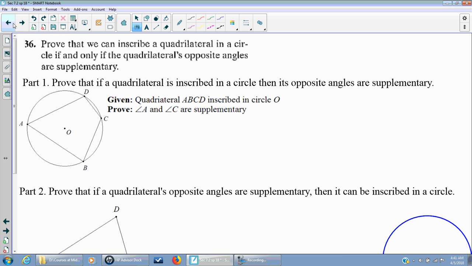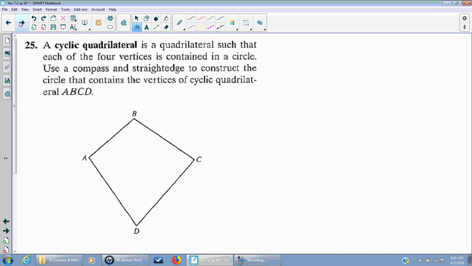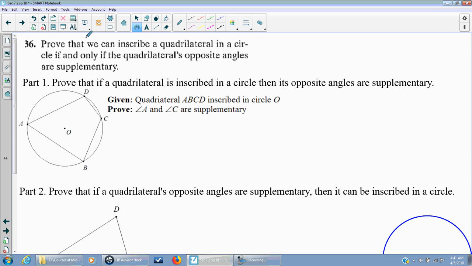Now I've got problem number 36 here. I decided I want to do a proof, so make sure you trace this. This is kind of a tough proof here. Part of this is tough and part of it's kind of easy. Number 36, you want to prove that we can inscribe a quadrilateral in a circle if and only if the quadrilateral's opposite angles are supplementary. So this is a two-part proof. It's an if and only if, so it goes both directions.